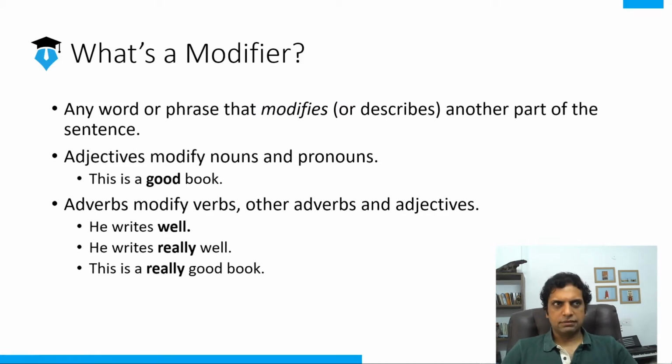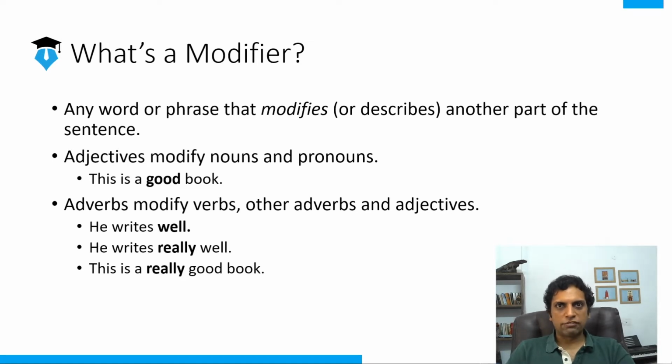So what is a modifier? It's any phrase or a word that describes another part of the sentence. So modify is another word for describe in this case. So for example, adjectives modify nouns and pronouns. So when you say this is a book, subject, verb, object, I hope you've gone through the parts of speech class. Subject, verb, object. This is a book. Now if you want to say something more about the book, you'll say this is a good book. Good is an adjective. An adjective is something that describes a noun or a pronoun. So here the word good is modifying the word book.